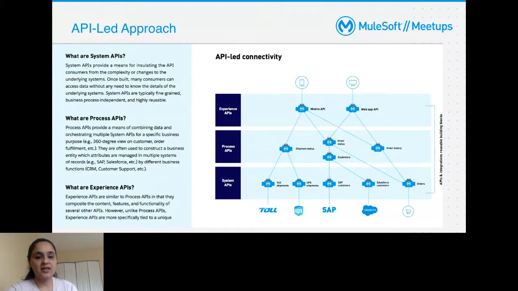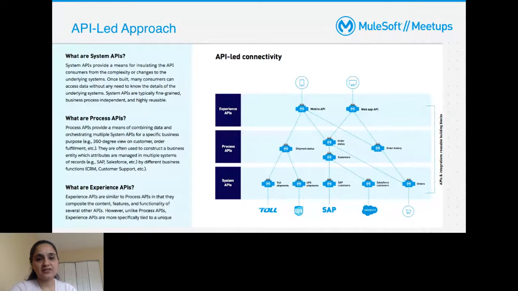The experience APIs are mostly designed for the view part. As we all know, MuleSoft is developed based on the Spring framework, so model, view, and controller. Experience APIs are the view part, and the different channels can be accessed through the APIs here in the experience API.